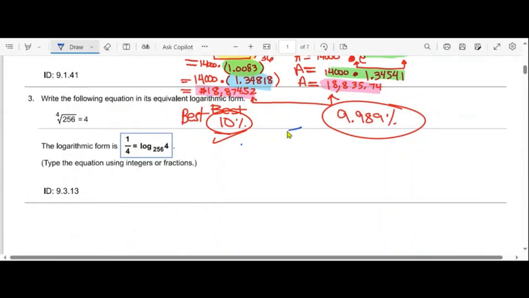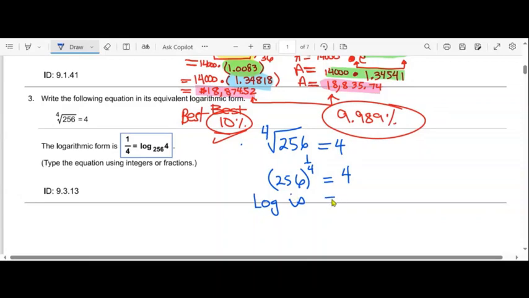Here, the fourth root of 256 equals 4. I have to convert the fourth root to a power. So this power is going to be 1 over 4. Equal what? 4.